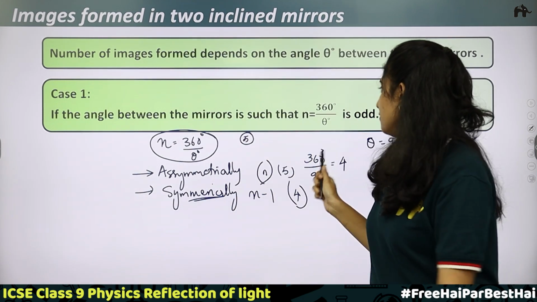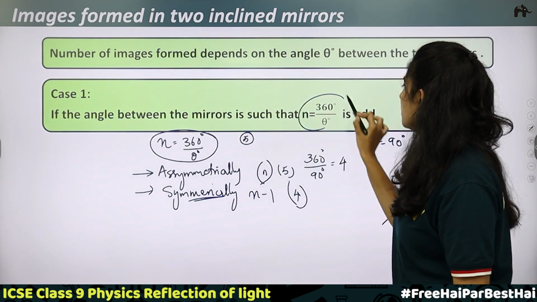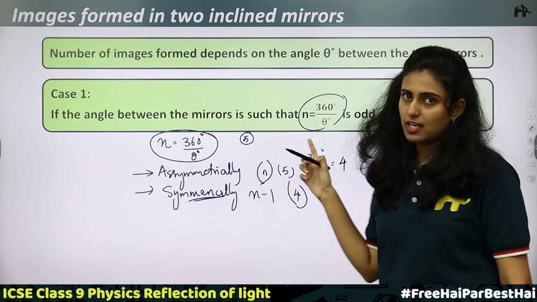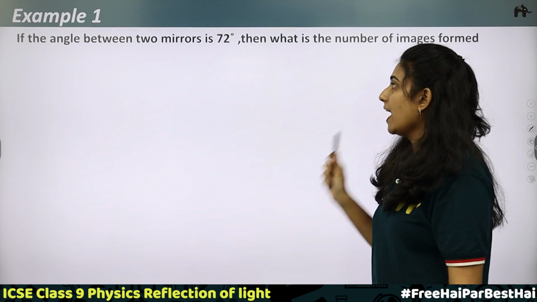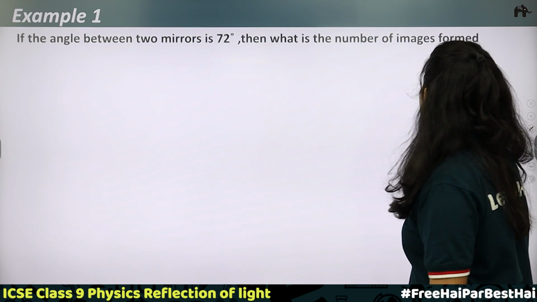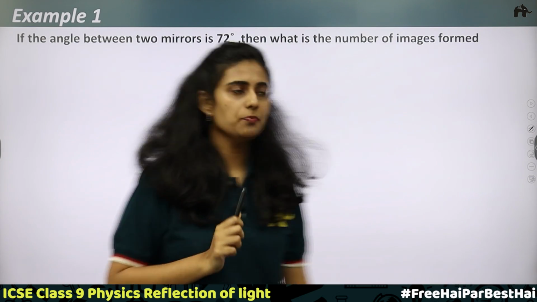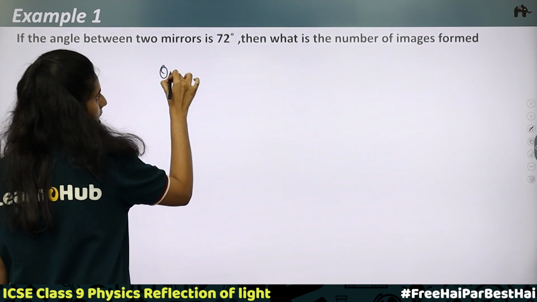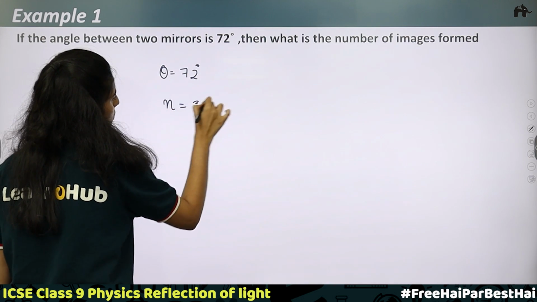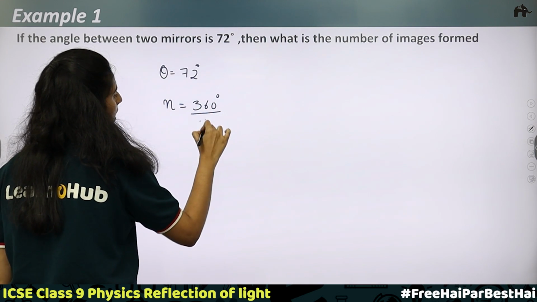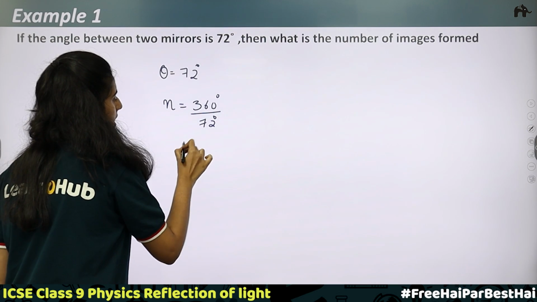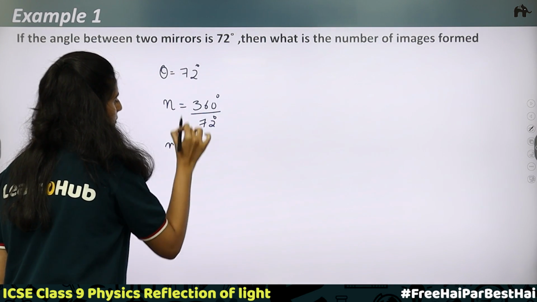Okay, so this is the first case, when n is equal to 360 degree divided by theta degree is an odd number. Let us take an example. If the angle between two mirrors is 72 degree, then what is the number of images formed? Here, theta is equal to 72 degree. Therefore, n will be equal to 360 degree divided by 72 degree. 72 into 5 is 360, which means the n value we are getting is 5.